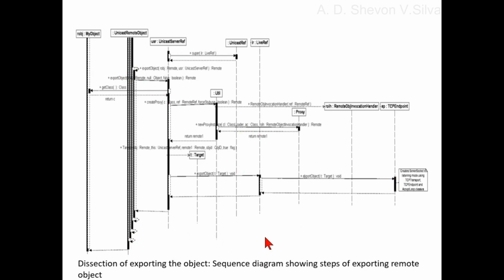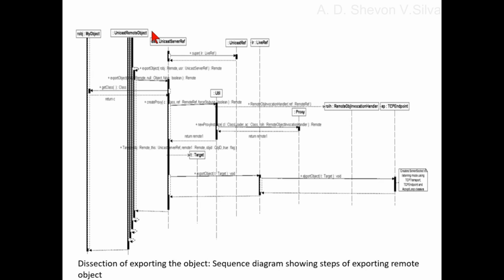The process of exporting an object can be divided into two basic steps: creation of live ref for the remote object, and exporting the remote object. To provide automatic exporting of remote object, the UnicastRemoteObject class is used as the base class for remote object.